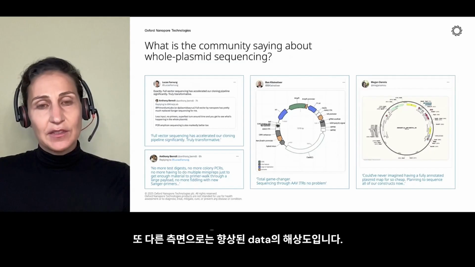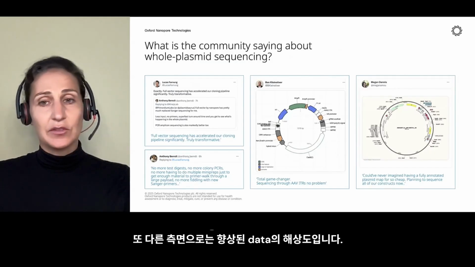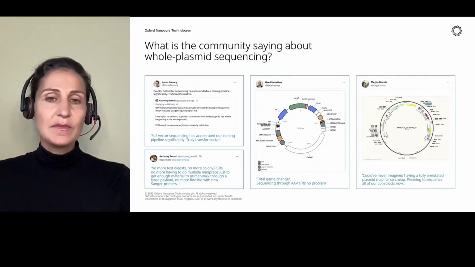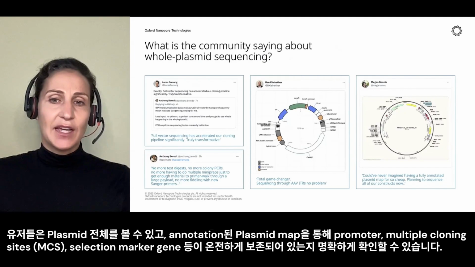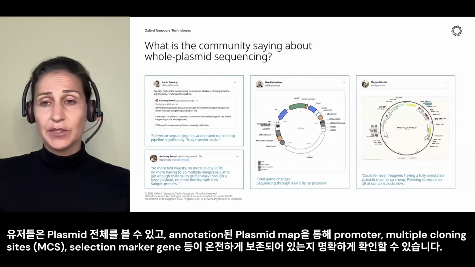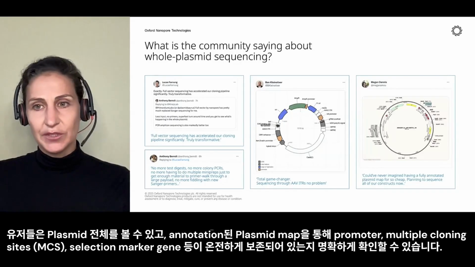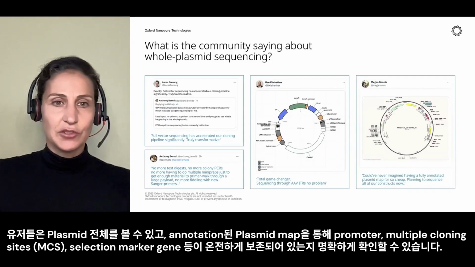And the other aspect that we see users really enthusiastic about is the increased data resolution. They really like being able to see their entire plasmid and having an annotated plasmid map that tells them that their promoters, their multiple cloning sites, and their selection genes are all intact and as they should be.